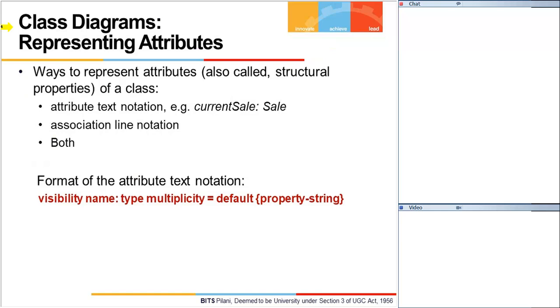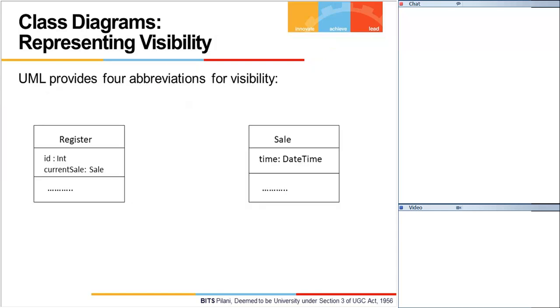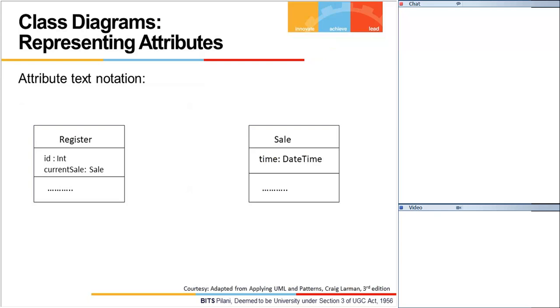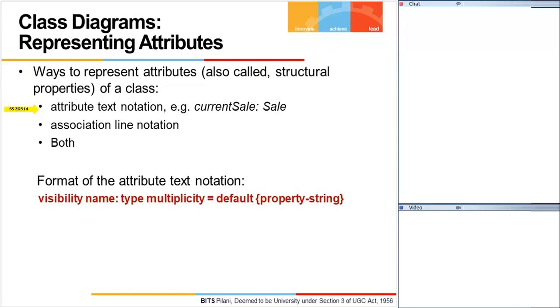Now let's see how you represent attributes in a class diagram, right? There are three ways to represent attributes, which are also called structural properties of a class, right? The first way is to use the attribute text notation. The other is the association line notation. And the third is using a combination of the two, right? We will soon see what these notations mean.